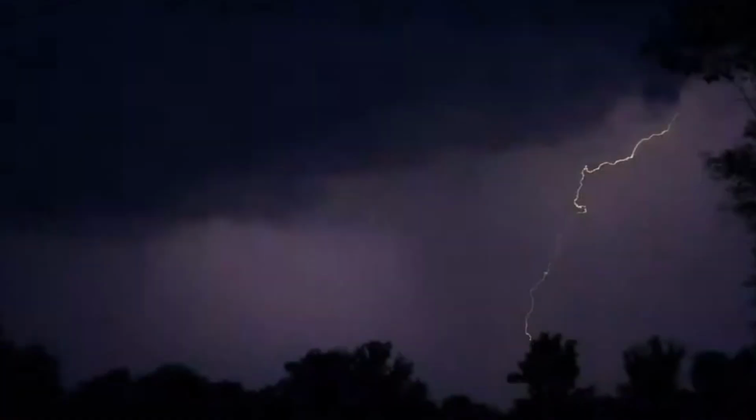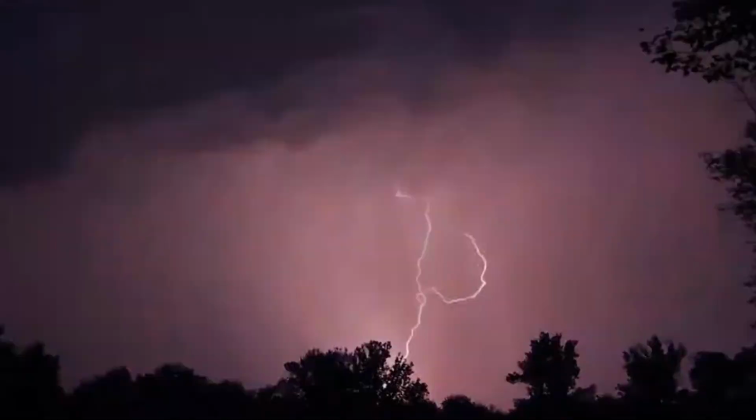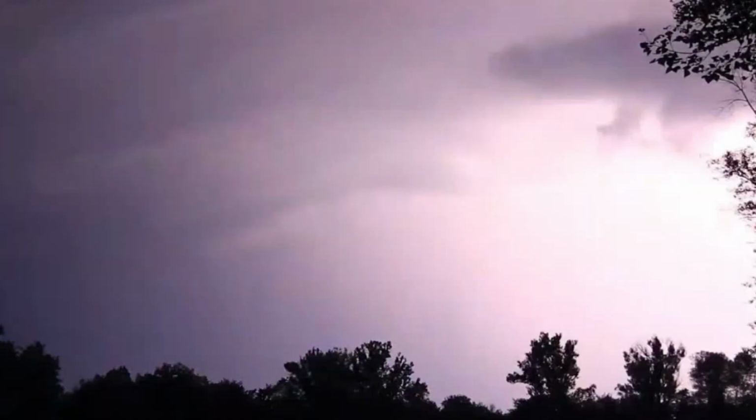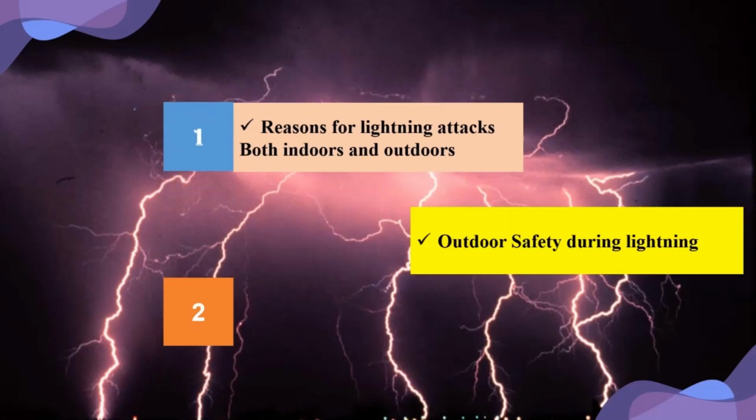It might be beautiful to watch, but it can kill you. Every year, it kills at least 60 people in the United States and causes brain damage in hundreds of others. What do you think I'm talking about? I'm talking about lightning. Today, I'm going to talk about 3 aspects of lightning. Listen carefully, because the information I give you might save your life.